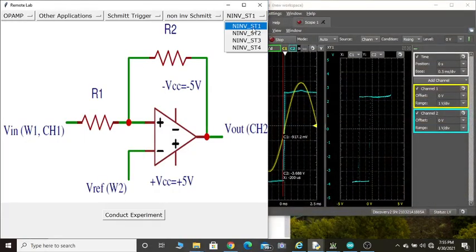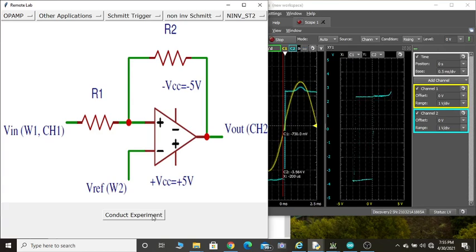Actually these T1, T2, T3 will indicate different combinations of resistance, which I will be sharing with you so that you can verify the theoretical and practical values. And you can just conduct here. Upon conducting this, you can see the hysteresis width has increased for that given combination. This is 3 now. You can see this is slightly more than that.